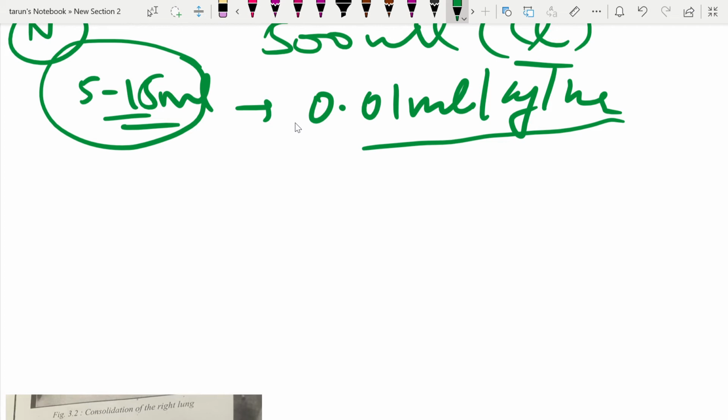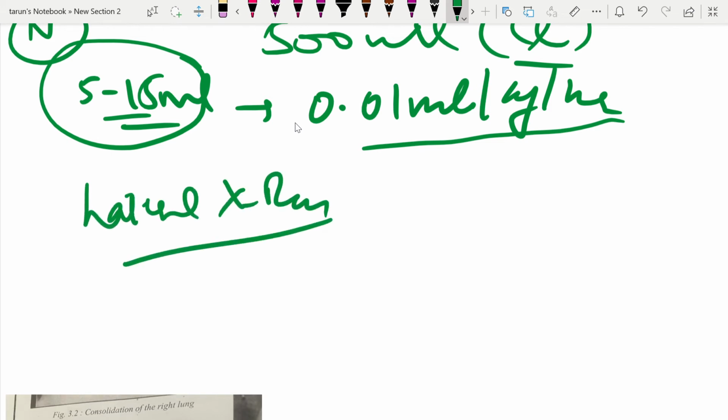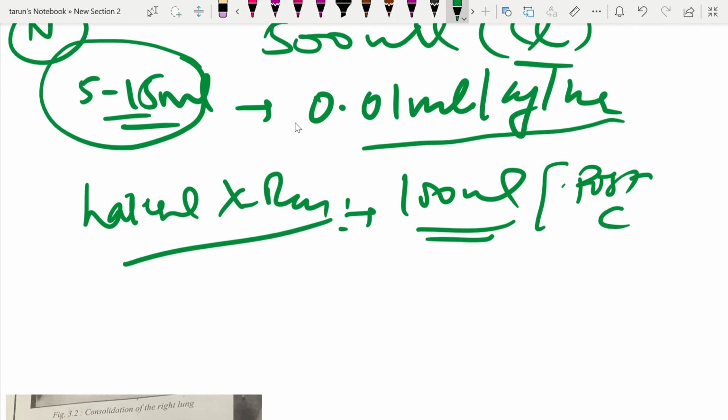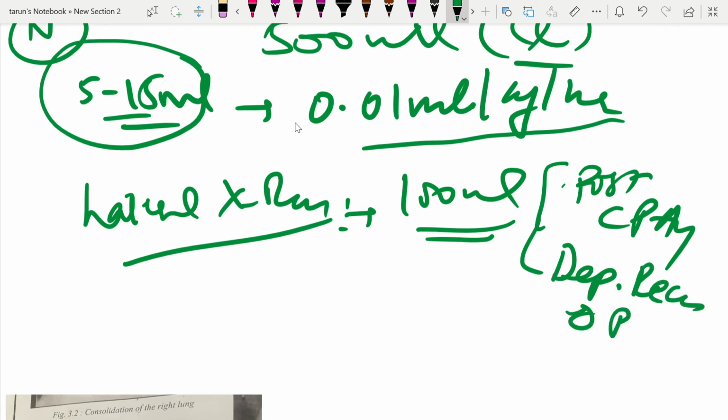So here it is collected, and it is usually detected on the lateral X-ray film. The lateral X-ray film detects 100 ml, collected at the posterior costophrenic angle and the dependent recesses of the pleura. So the minimal amount of fluid, about 100 ml, is diagnosed earlier on the lateral chest X-ray film.